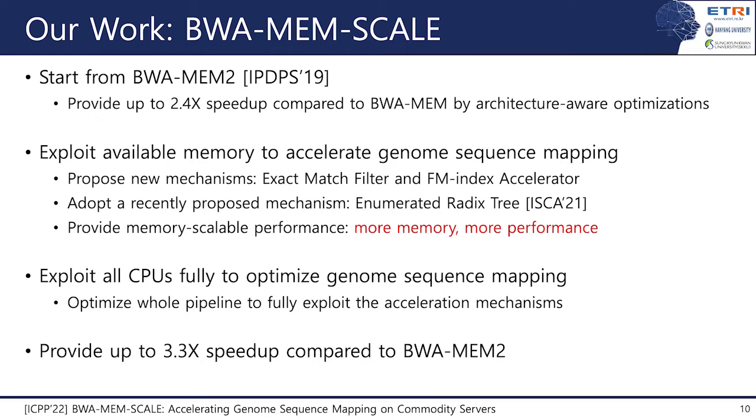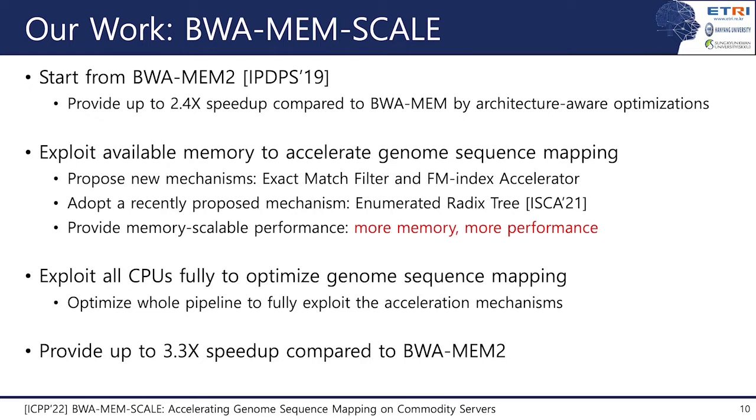It is a successor of BWA-MEM, the representative genome sequence mapping program, and provides up to 2.4 times speedup compared to BWA-MEM by architecture-aware optimizations. BWA-MEM-SCALE exploits the available memory to accelerate genome sequence mapping. To exploit the available memory, we propose 2 mechanisms: exact match filter and FM index accelerator. I will explain them later. We also apply a recently proposed mechanism, enumerated radix tree.